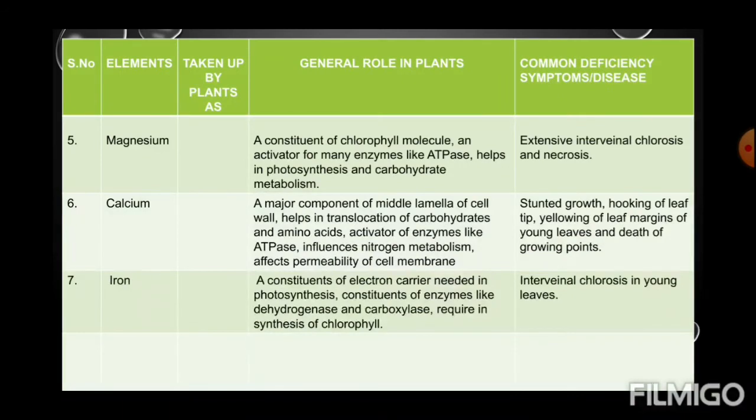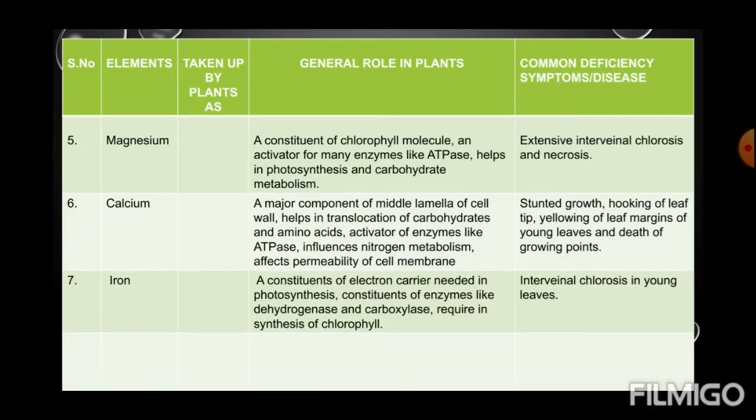Now, next, children, is calcium. Calcium is taken in the form of calcium ion, which is a major component of the middle lamella of the cell wall. I have already explained to you in the previous chapters the structure of the cell wall. The cell wall has 3 layers: the outer, the inner and the middle. So, calcium helps in the formation of the middle layer, or the middle lamella.